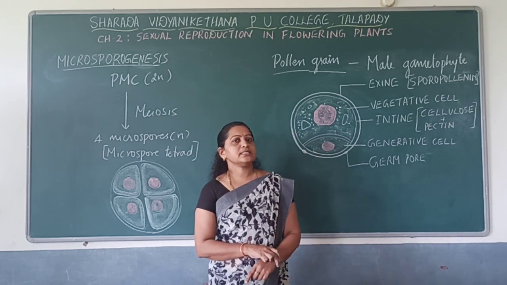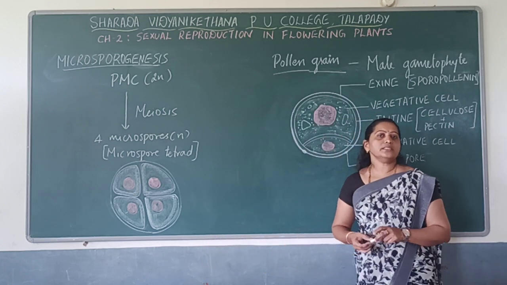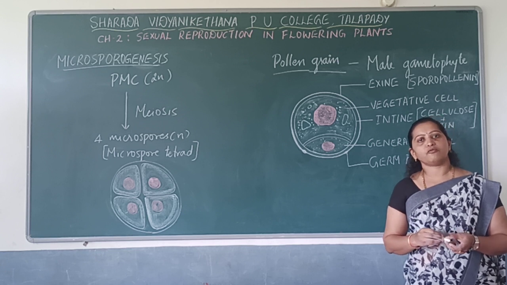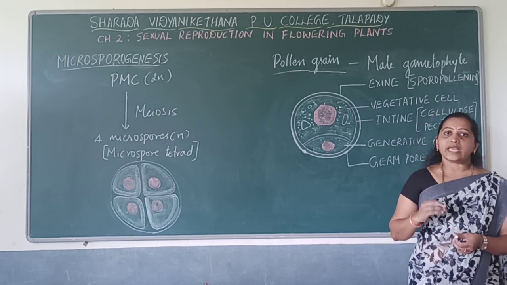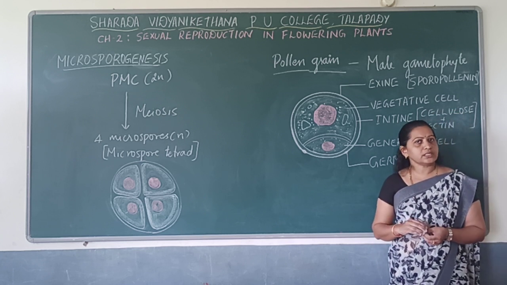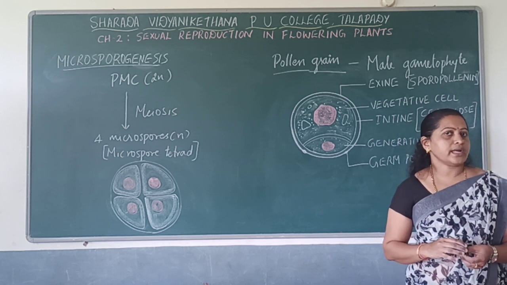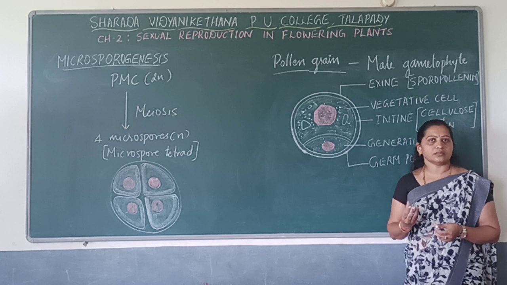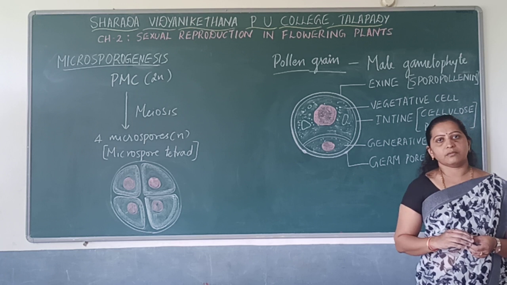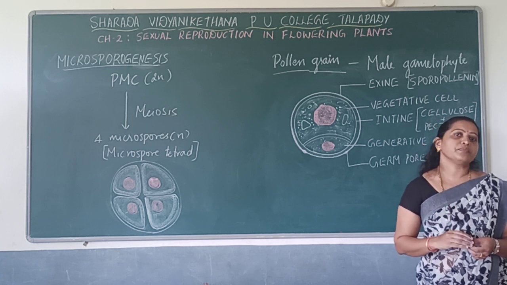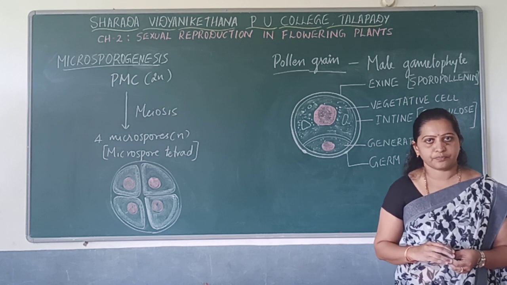Now let us discuss the economic importance of pollen grains. Pollen grains that are usually released from the anthers may be allergic for some people. Especially the pollen grains of certain plants like Parthenium are highly allergic and may cause allergic reactions in certain individuals. The pollen grains of Parthenium may cause chronic respiratory disorders like asthma as well as bronchitis.